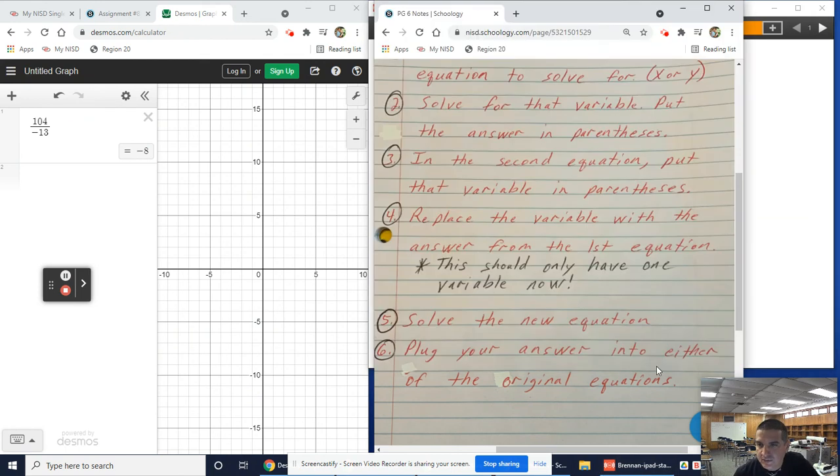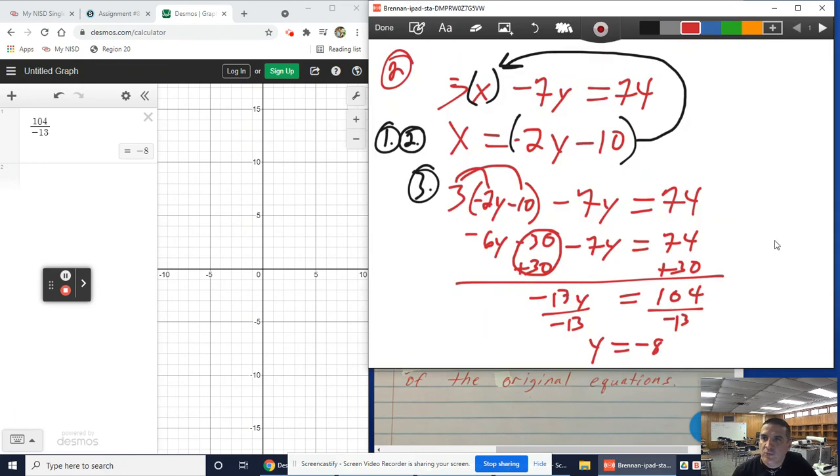Now what it says is plug your answer into either of the original equations. So I can plug this in wherever I want. I have my y answer. I am going to plug it in. I know I have y, so I want x. Which one of these first two equations up here would be easier to solve for x? Well, the one that already is solved for x, right? That's easy. So I take this and I plug it in right there.